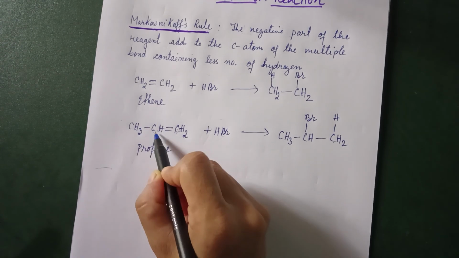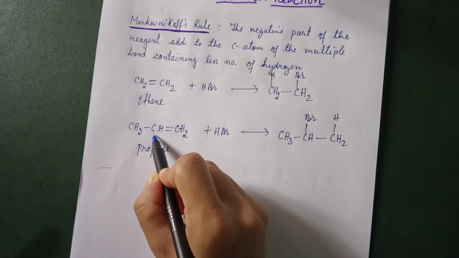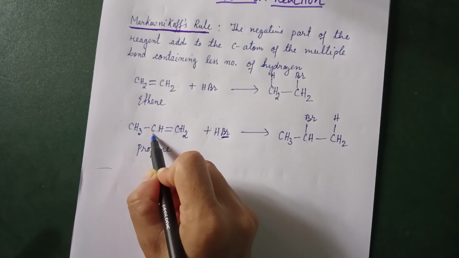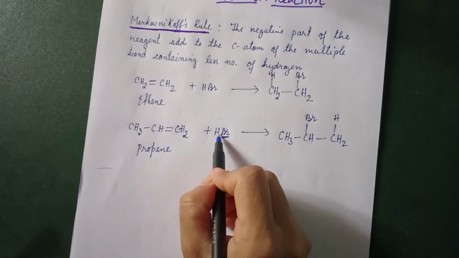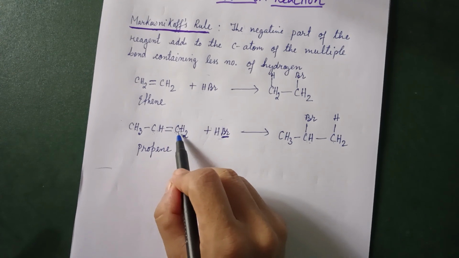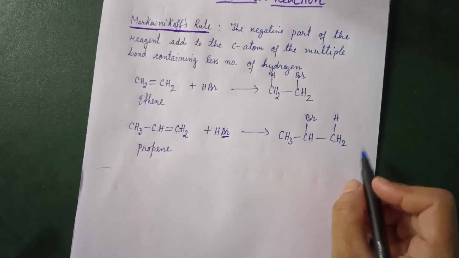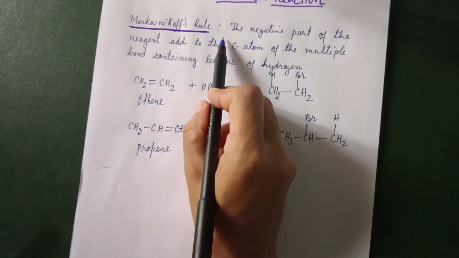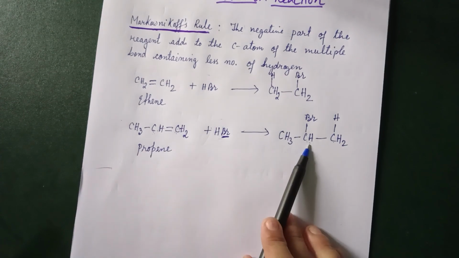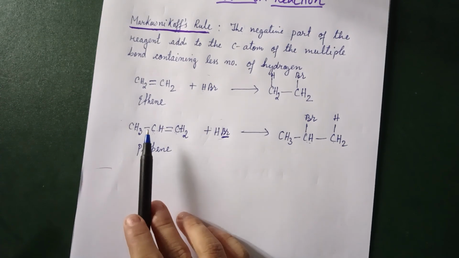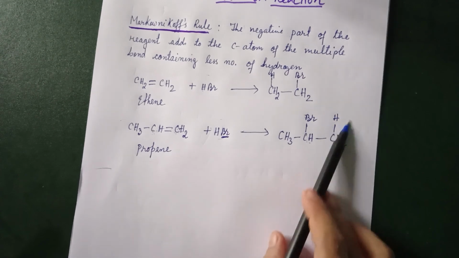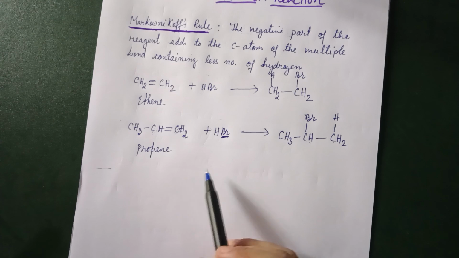So compare this and this: which one contains less hydrogen? This carbon contains less hydrogen, so the negative part will go to the carbon containing less number of hydrogens, and hydrogen will go to the carbon containing more number of hydrogens. So this is called Markownikoff's rule. This reaction is called an addition reaction because, as we compared from the reactant to the product side, some new elements are added.